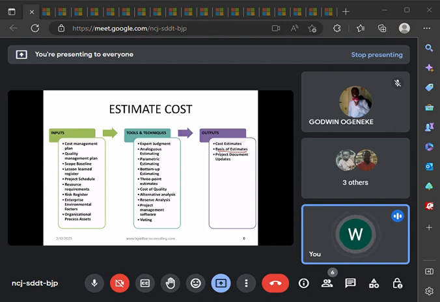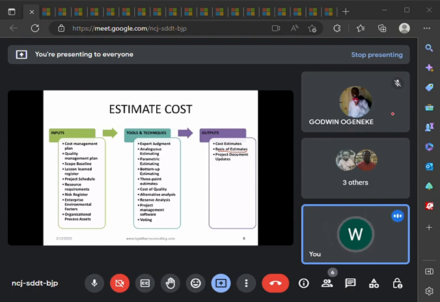So the explanation that you give on how that estimation is achieved is what we refer to as what? The basis of estimate. Okay, so please take note. So you can also see, what are the techniques?